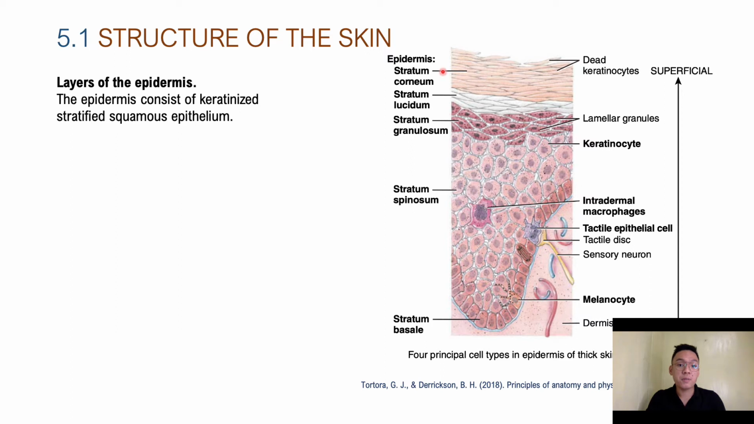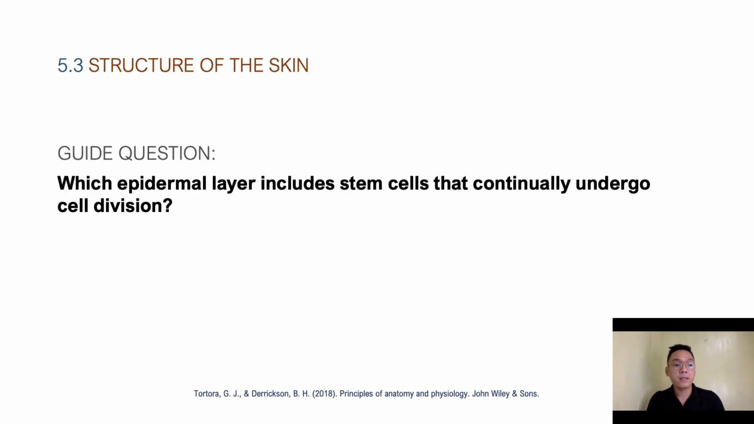This is your stratum corneum, lucidum, granulosum, spinosum, and basale. So these are your dead keratinocytes. They shut off your lamellar granules, the keratinocytes, intraepidermal macrophage, which is for immunity, tactile epithelial cell, tactile disc, sensory neuron, and your melanocyte. And on the next layer of the skin, or the deep layer of the skin, is your dermis. Next question. Which epidermal layer includes stem cells that continually undergo cell division?